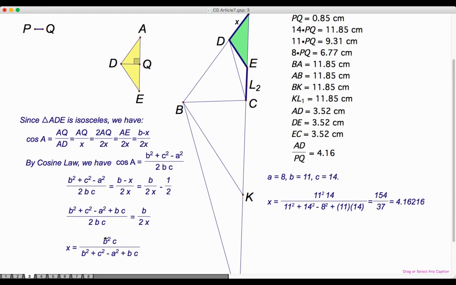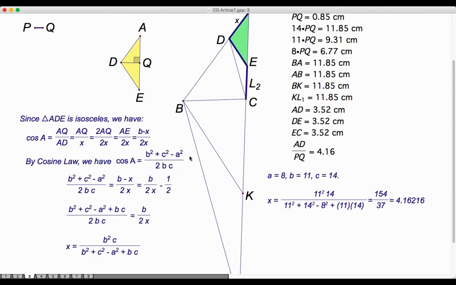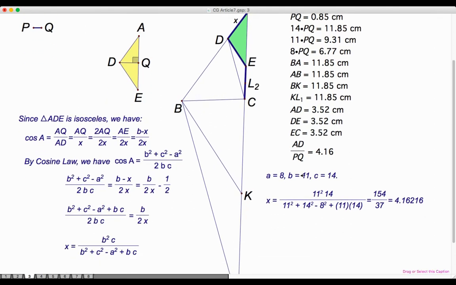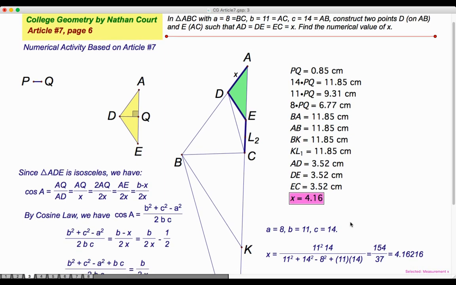But this is the assumption. The assumption here is that point D is inside the triangle, and hence this will be equal to c minus x, and this is equal to b minus x. With that, I just replace a, b, and c in my formula. I end up with 134 over 37, or x is equal to 4.16, which confirms our computation here that the whole value of AD, which is equal to x, is 4.16, which is here, okay?